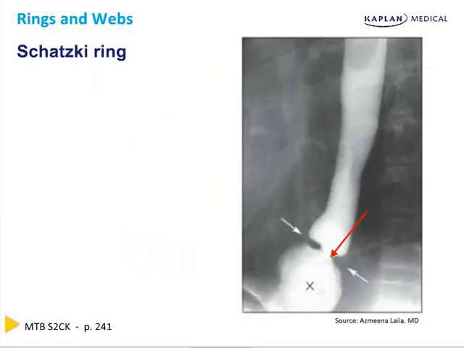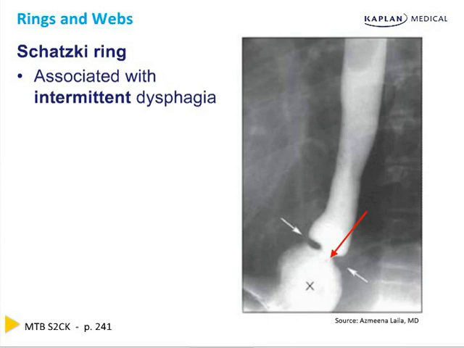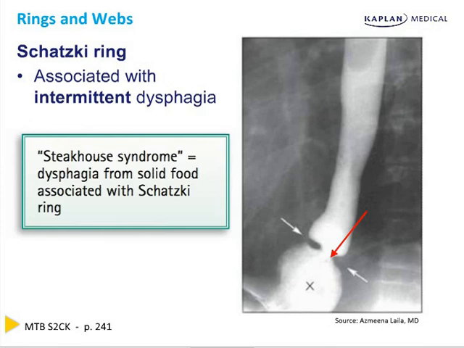These Schatzki rings are actually associated with intermittent symptoms, not constant. The treatment for them is pneumatic dilation. As you can see in this image, there's concentric narrowing of the esophageal lumen. One favorite board question is steakhouse syndrome. It's dysphagia from a solid food, but in reality, the food isn't so big. It's actually stuck due to a Schatzki ring.